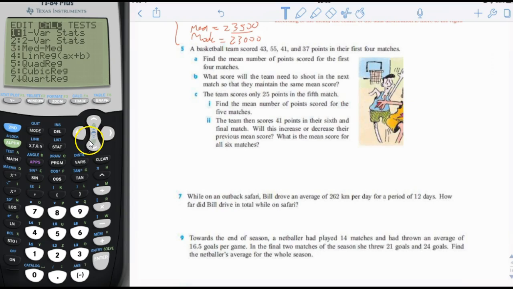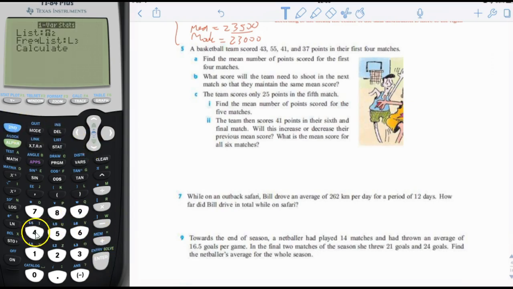I encourage you to do this a lot on your own because it's really easy to forget which buttons to press. It may seem kind of ridiculous repeating it so much, but it's worth doing, especially right before the test to review. So the mean in this case is 44.